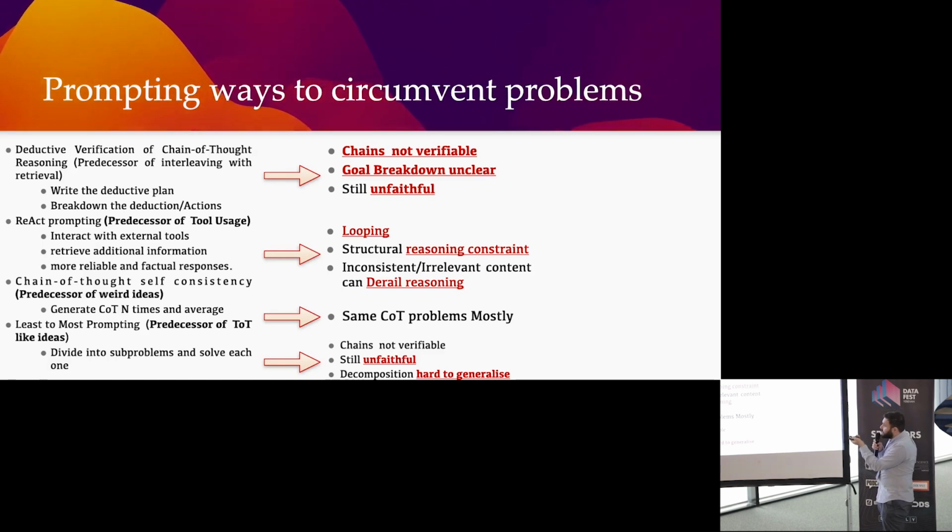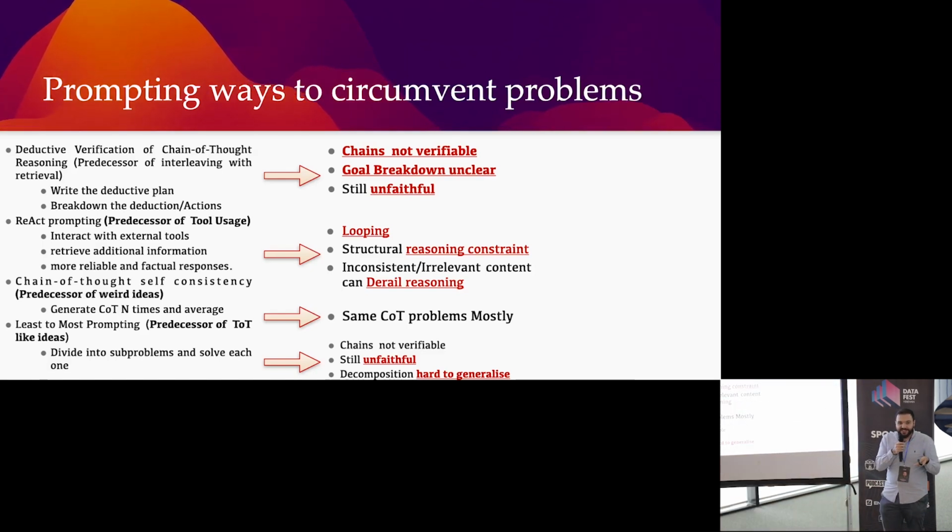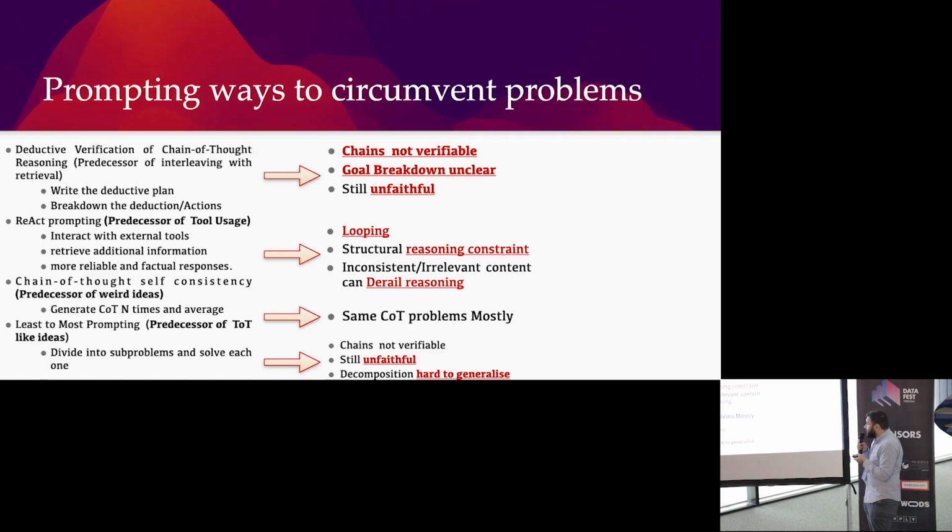And yeah, because it's stemming from chain of thought, it's still unfaithful. ReAct has this problem of looping, where you can try to go through one tool. If it gives you an irrelevant answer, it will start looping endlessly until it obtains something reasonable, which is not a very hard problem to programmatically solve, but it's still, in theory, bad. There is a structural reasoning constraint. What do I mean by this?